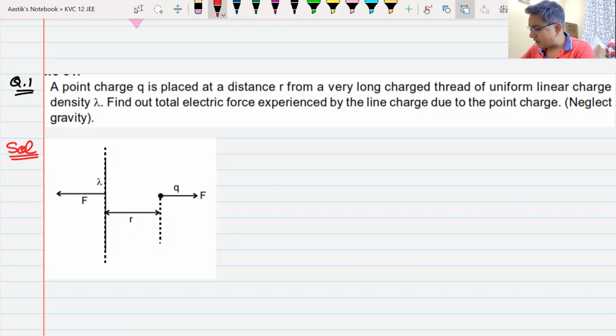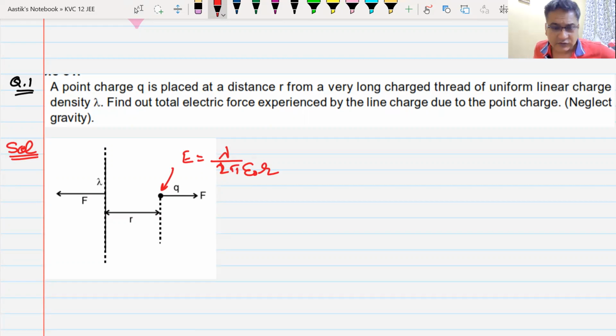We know the electric field at this point is E, and this E is lambda by 2 pi epsilon naught r. Why is this happening? Because of this. Lambda by 2 pi epsilon naught r is the value of electric field. You just find out the force, you multiply this Q by E, and you end up with your answer. So Q times lambda by 2 pi epsilon naught r is the answer.